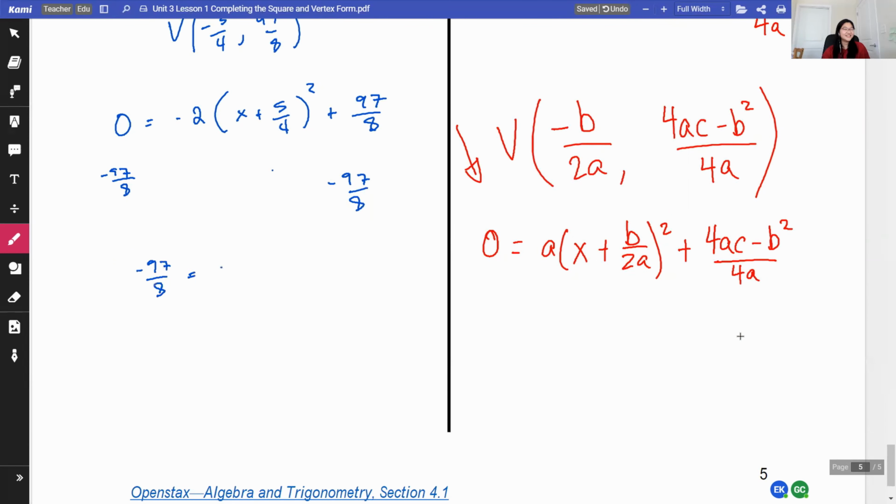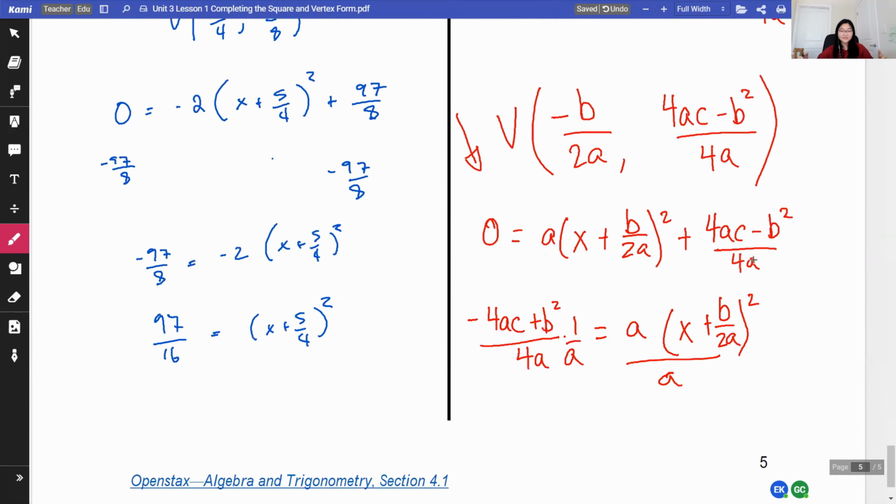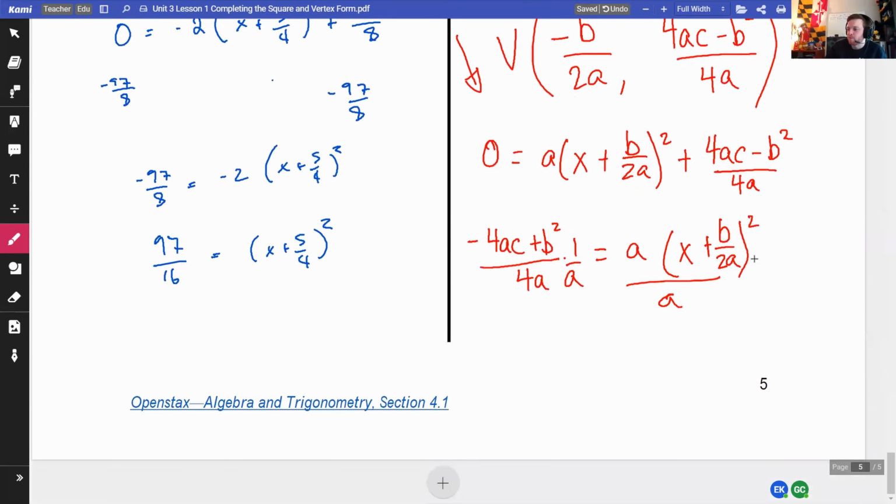Negative 2, x plus 5/4 squared. So now we're in Mr. Ostrander land, where we're using completing the square to solve. Every time yours drops, you've got to be like, boom. Okay. Divide by 2: 97/16. Divide by a. So I'll multiply by 1 over a over here, just because it's easier. Nice. And then square root both sides.